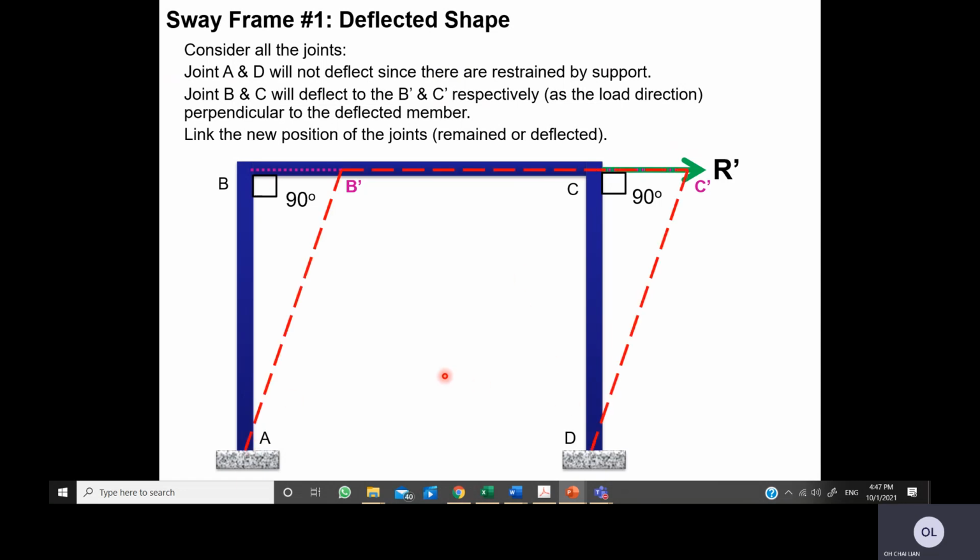So now we just need to join all the joints at the deflected point. Because of the R prime, B and C have moved to the new positions, B prime and C prime, but A and D still remain at their positions. So we just need to join all these joints. The dotted line indicates the deflected shape, and will be joined from A to B prime, to C prime, and to D. So the dotted line would be the deflected shape for this frame.